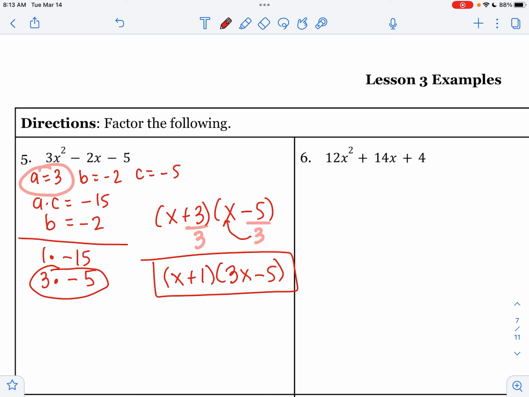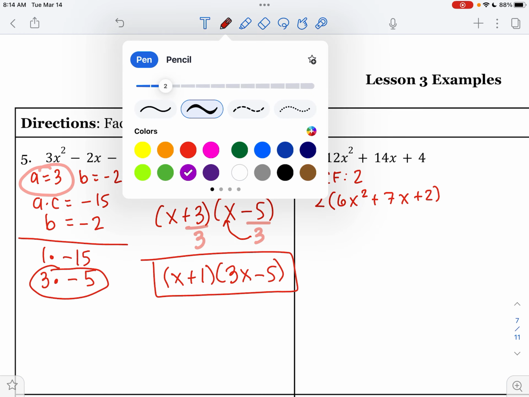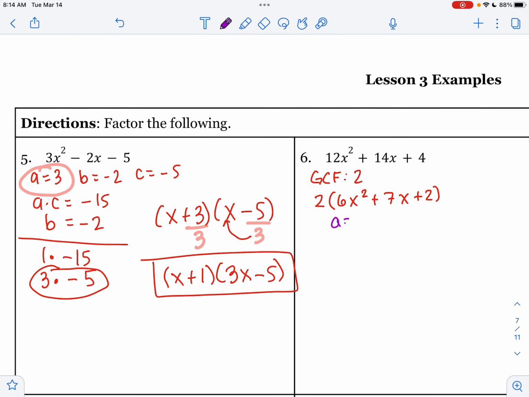Okay, number 6. Number 6 has a GCF. All of these numbers can divide by 2. So we can simplify this by dividing each of these by 2. So it'd be 6x squared plus 7x plus 2 when you divide all those numbers by 2. And this time your a is still whatever's in front of x squared. So this time a is 6. And we're going to put the 2 in at the very, very end. So we're not going to worry about this 2 until the end.